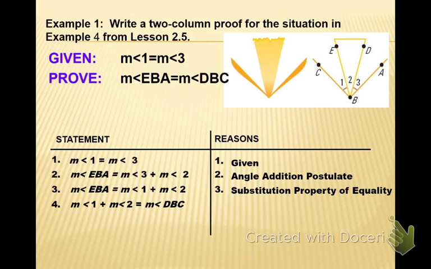Okay, now we're going to do angle 1 plus angle 2 is equal to DBC. What's our reason for that? Look at our picture. Angle 1 plus angle 2 equals DBC. Tommy, what's our reason? Anybody? Look at the picture. Angle 1 plus angle 2 equals DBC. That's angle addition again, right? That's the angle addition postulate.